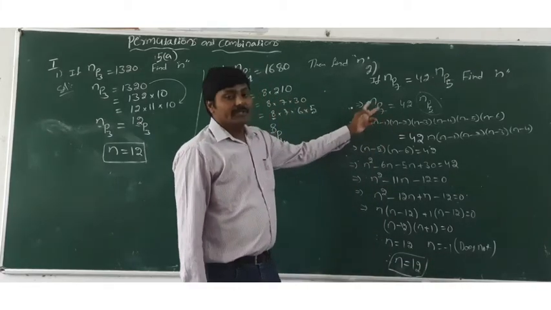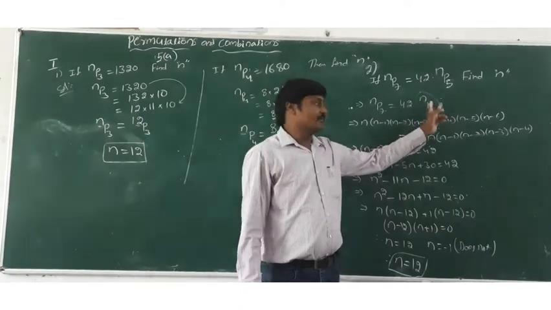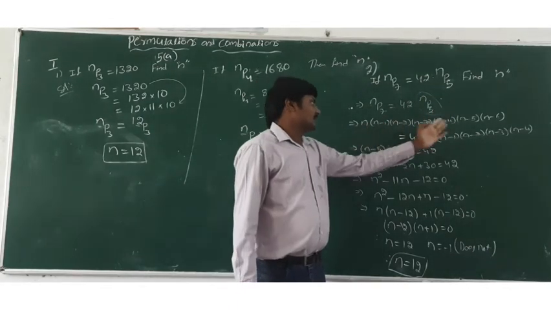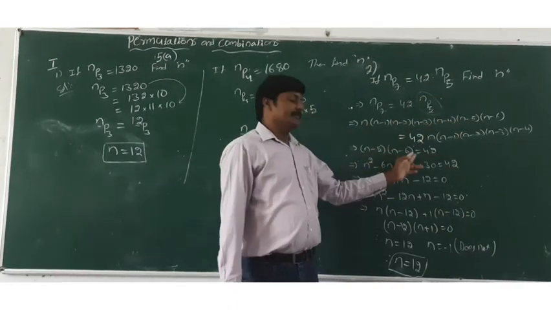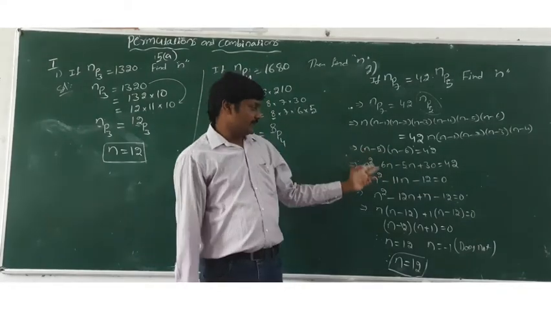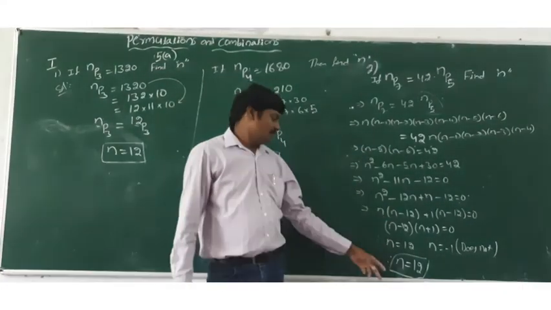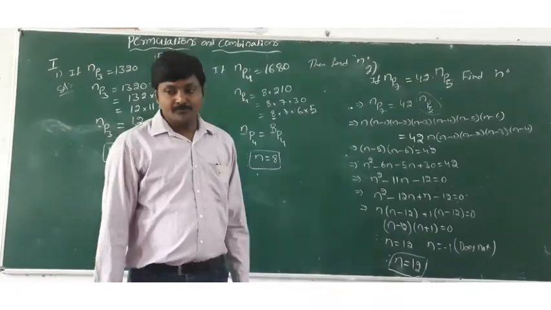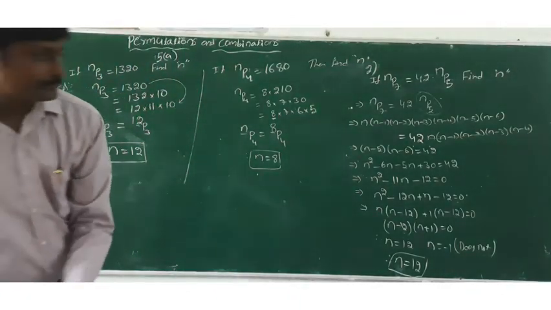Here apply the nP7 value and the nP5 value. Both sides cancel. The remaining are n minus 5 and n minus 6, the product on the left side gives the quadratic equation, and finally we get the n value. Okay, next problem.